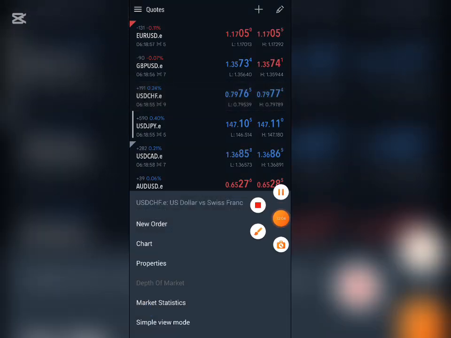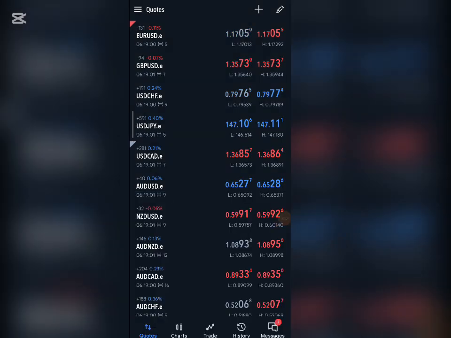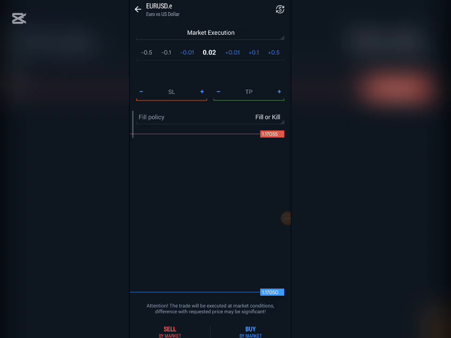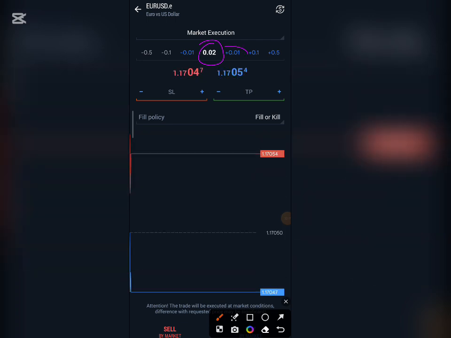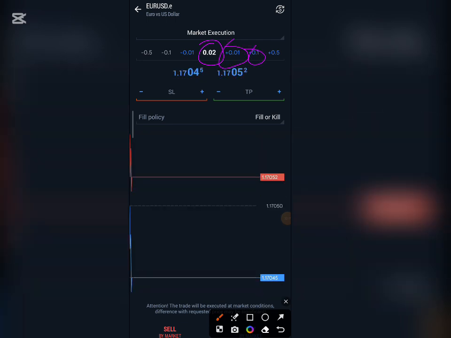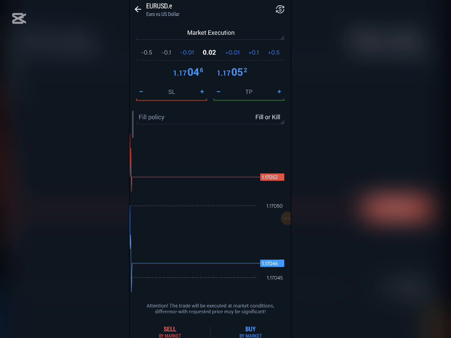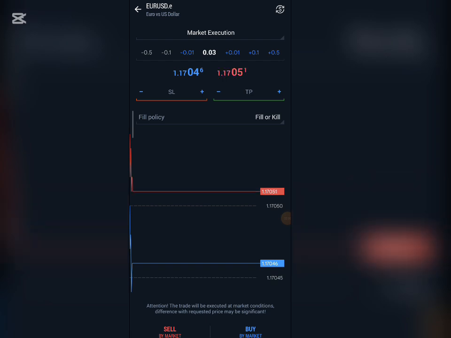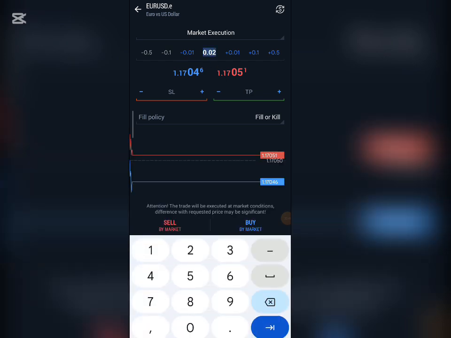So I'm going to click on, I just tapped on EUR/USD new order. Now I don't know if you noticed this right here. 0.01, 0.1, 0.5. What all of this means is that if I click on 0.01, it's going to add plus 0.01. It means if I tap on it, it's going to increase it by 0.01. Good. If I click on minus, it's going to reduce it back. I can also tap on it and just type whatever I want. 0.05.